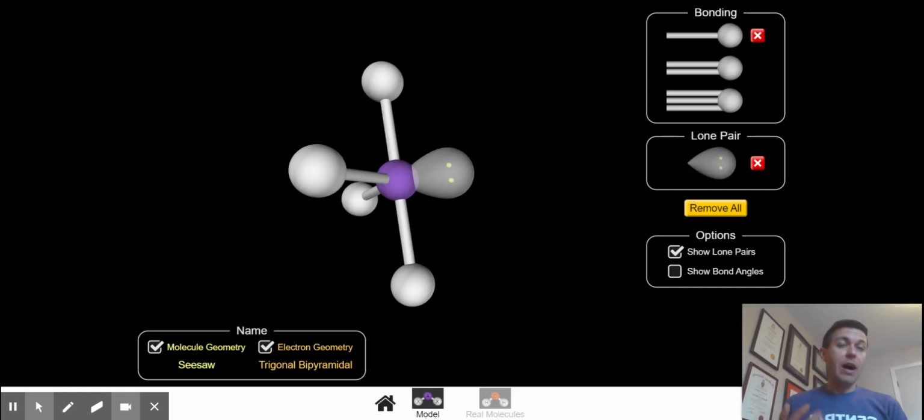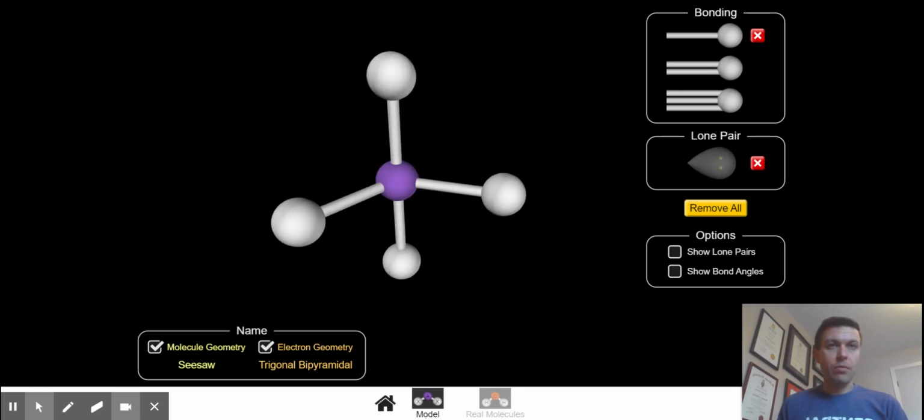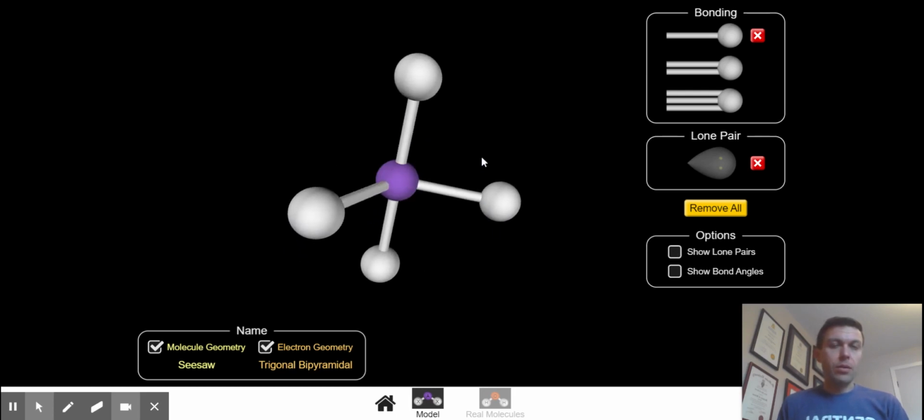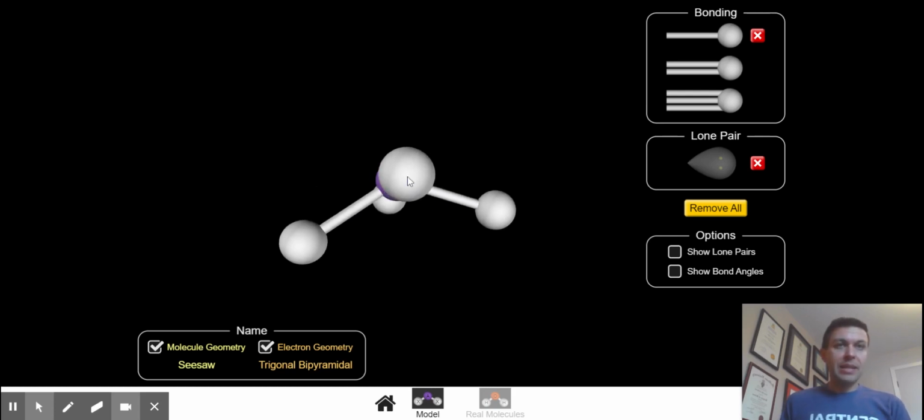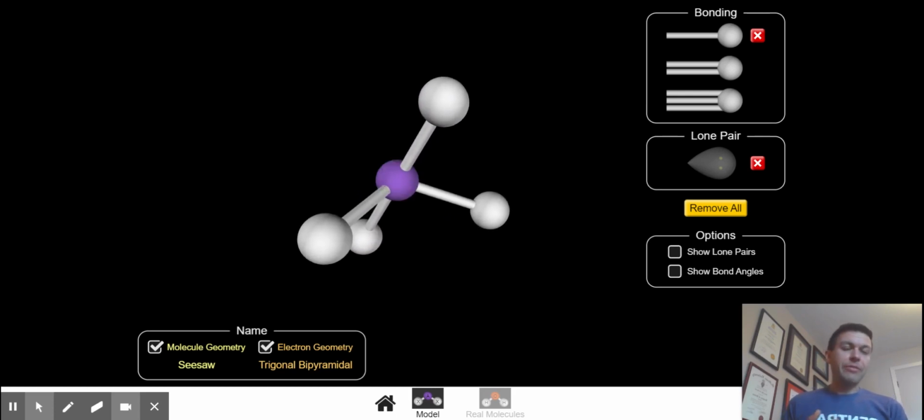Here's a shape with 5 pairs of electrons, but one of them is a lone pair. Let's hide the lone pair so we can see the shape of the molecule. Here we have the 2 atoms that are in the vertical axis forming that linear shape, and then we have 2 that are going to be slightly less than 120 degrees that are forming in that plane right there. This shape is often referred to as either seesaw or the unsymmetrical tetrahedron. Seesaw is a bit easier to remember.